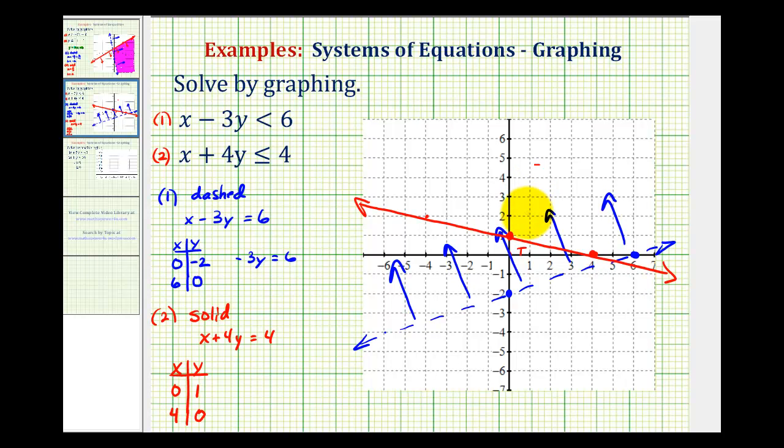And then to determine where to shade, let's go ahead and test the origin again. So we'll substitute 0 for x and 0 for y. Notice how we'd have 0 is less than or equal to 4, which is true. Notice how the origin here is below the line this time, and this ordered pair did satisfy the inequality, so we're going to shade below the red line.